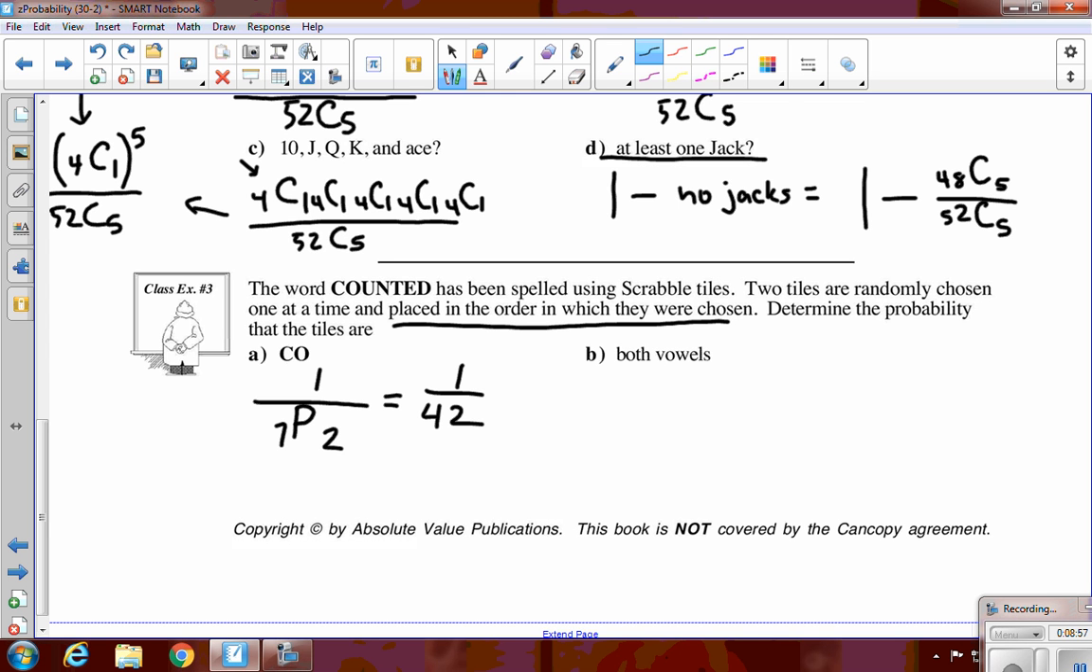Okay, so now, I guess one thing we should point out right at the beginning. Look at the word counted. Is anything repeated in there? If it was, what would we have to do? Divide out our repetitions at the end. So nothing's repeated.